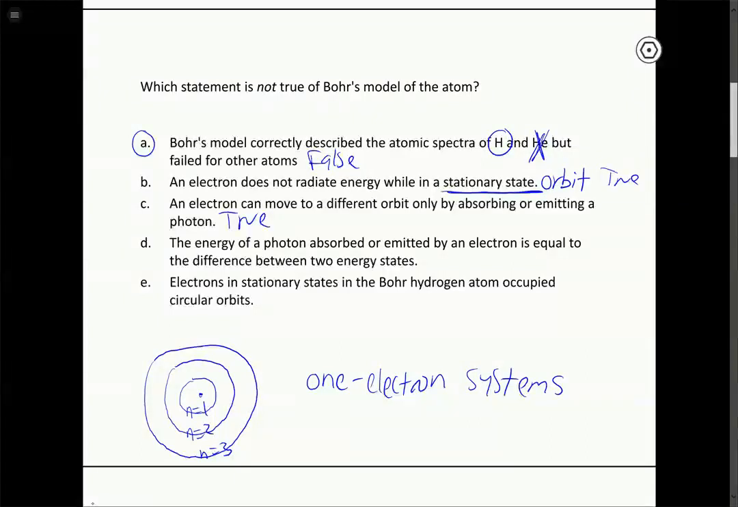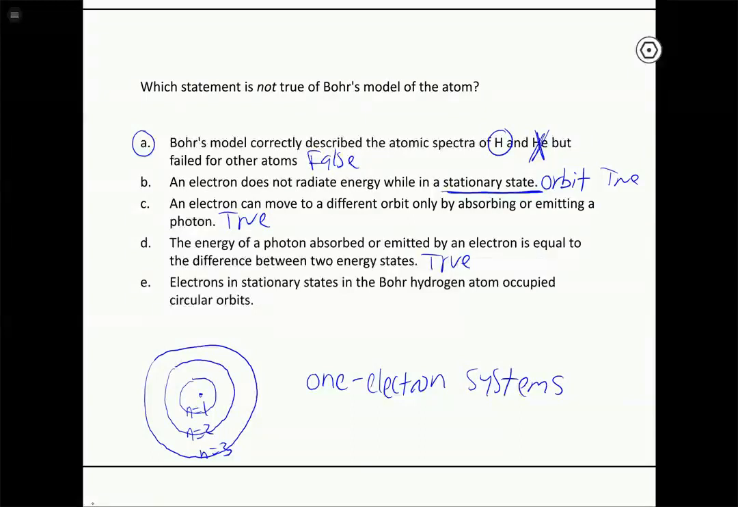If it's going to change from one orbit to another, from one stationary state to another, it has to either absorb a photon to go to higher energy or emit a photon if it goes to lower energy. The energy of a photon absorbed or emitted by an electron is equal to the difference between two energy states. This is also true. In other words, the photon that is involved in this process of going between energy levels has an energy that's exactly equal to the difference in those energy levels.